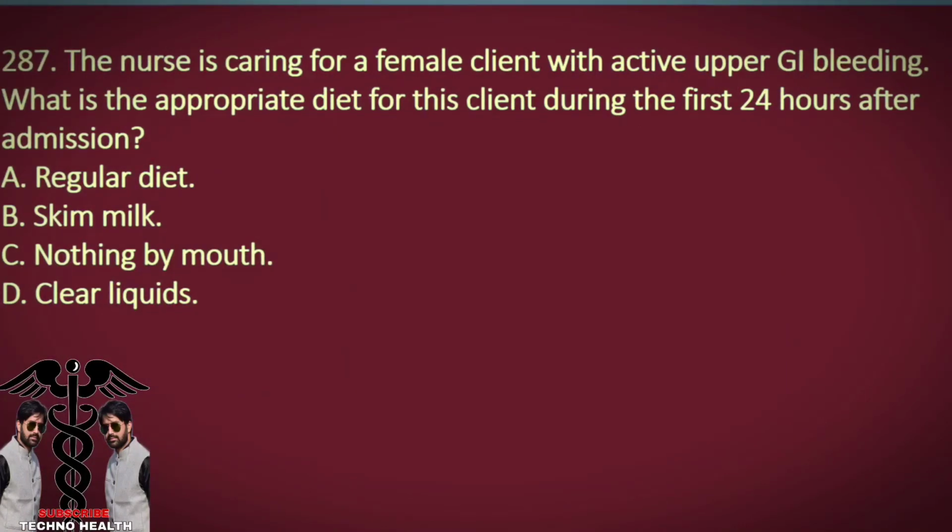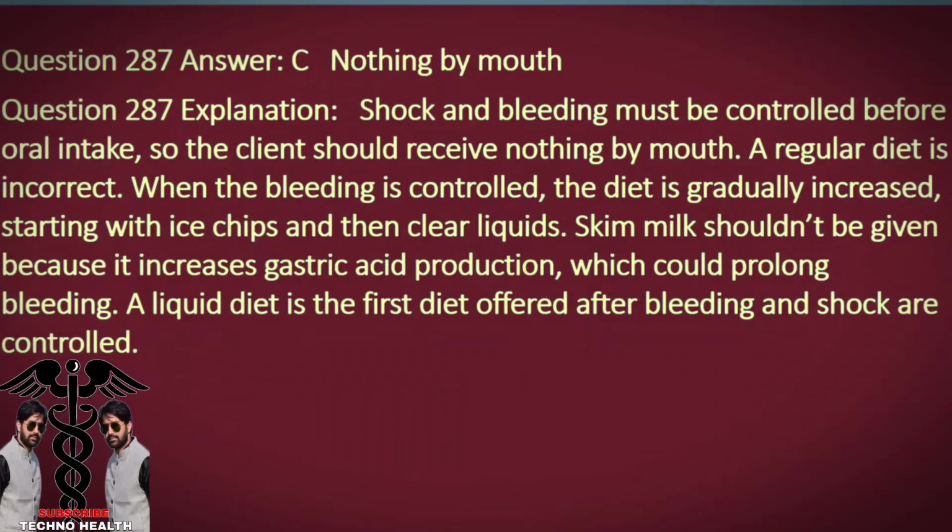Question 287. The nurse is caring for a female client with active upper GI bleeding. What is the appropriate diet for this client during the first 24 hours after admission? A. Regular diet. B. Skim milk. C. Nothing by mouth. D. Clear liquids. Question 287. Answer: C. Nothing by mouth.